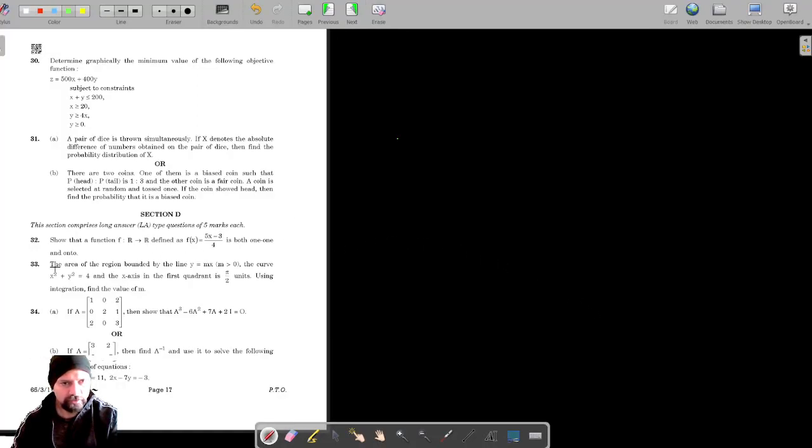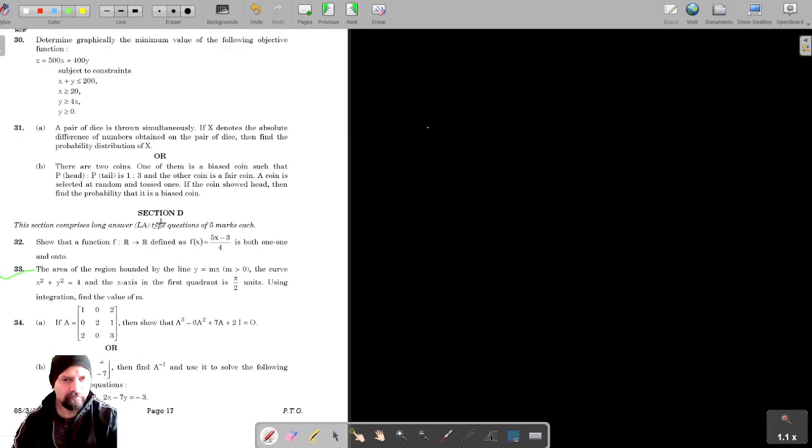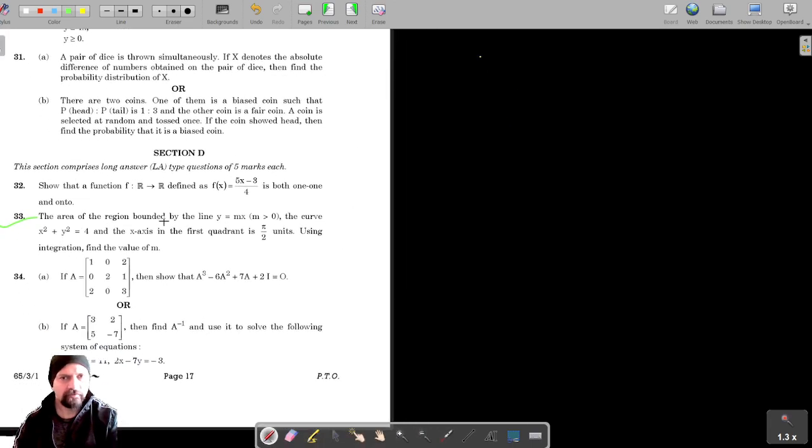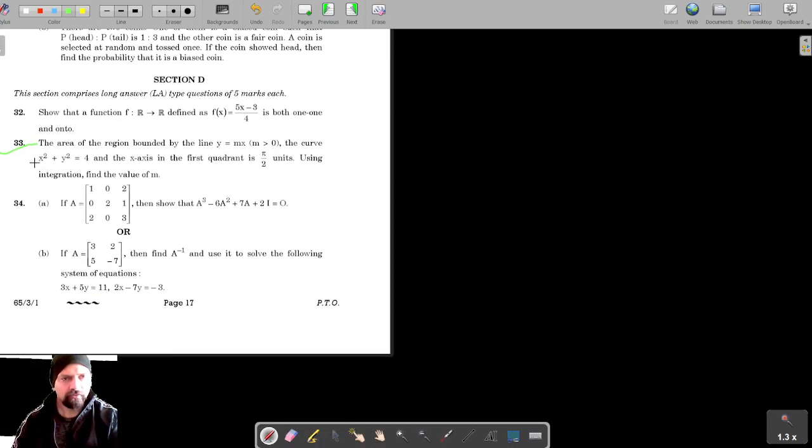For question number 33, it's given that the area of the region bounded by the line y is equal to mx and the curve x square plus y square is equal to 4, and the x-axis, in the first quadrant is pi by 2 units, and using integration we have to find the value of m.